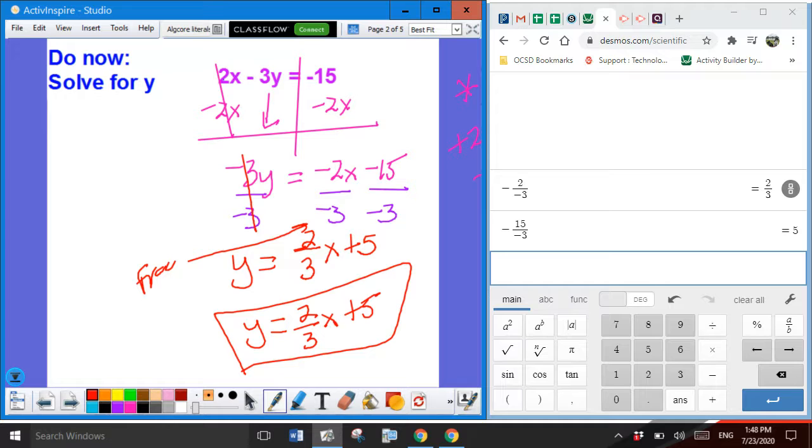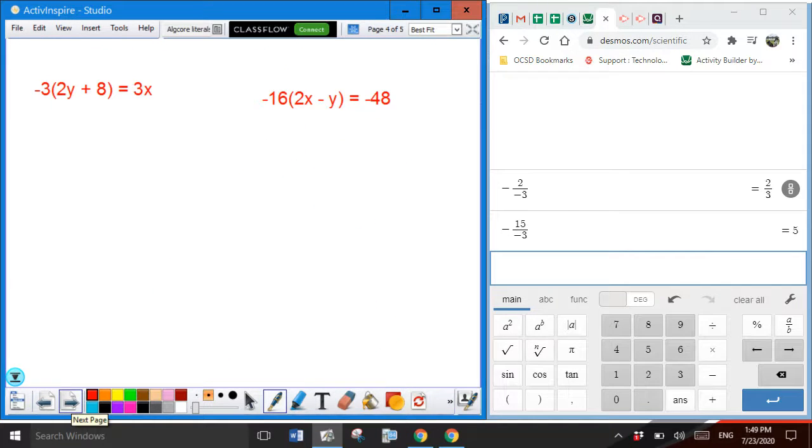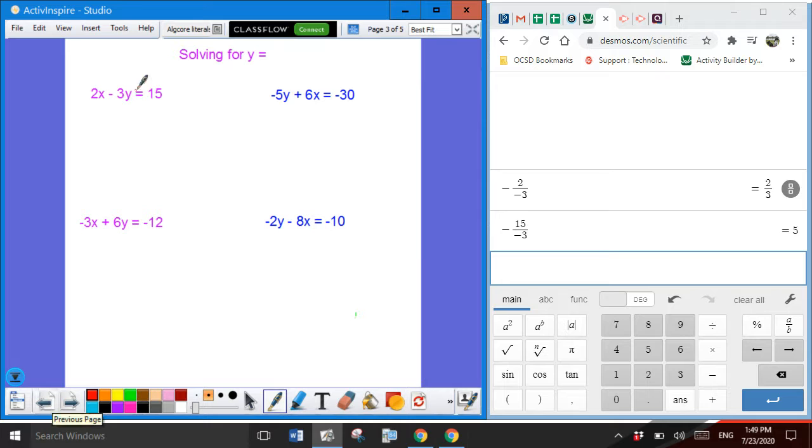Okay, so the number next to the x is going to be a fraction, and this number is going to be whole number or decimal. Okay, let's try it again. The first thing you're going to do is move the x. So minus the x. Cross it out. -3y equals. Remember, these are just going to hold on to each other, so they're going to drop. So -2x plus a 15.